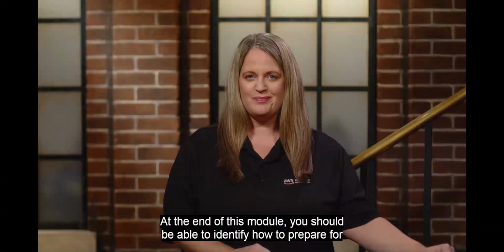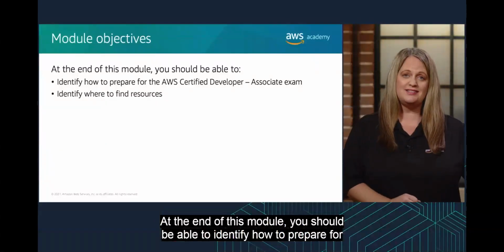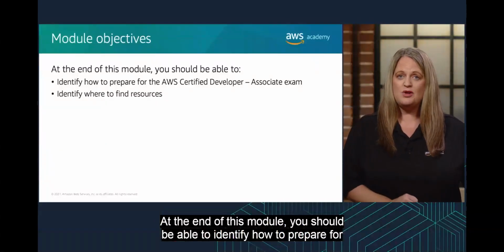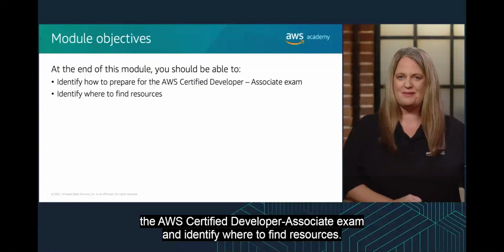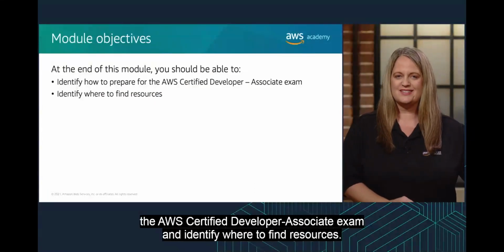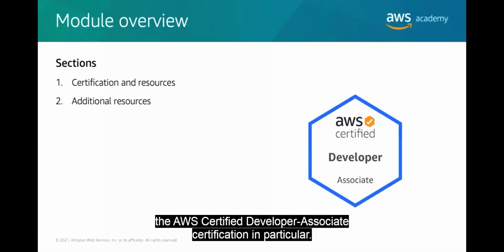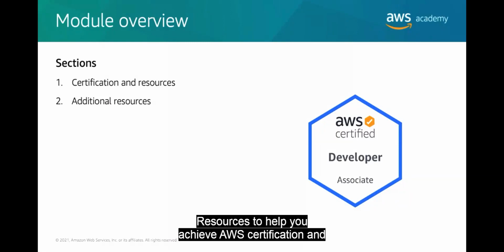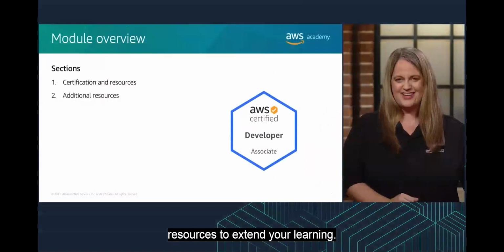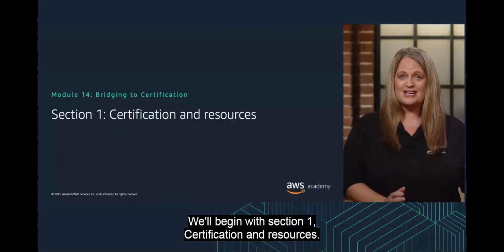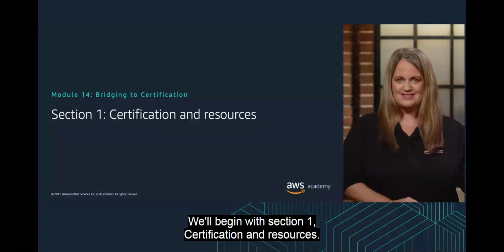Welcome to Module 14, Bridging to Certification. At the end of this module, you should be able to identify how to prepare for the AWS Certified Developer Associate exam and identify where to find resources. In this module, you will learn about AWS certification and the AWS Certified Developer Associate certification in particular, resources to help you achieve AWS certification, and resources to extend your learning. We'll begin with Section 1, Certification and Resources.